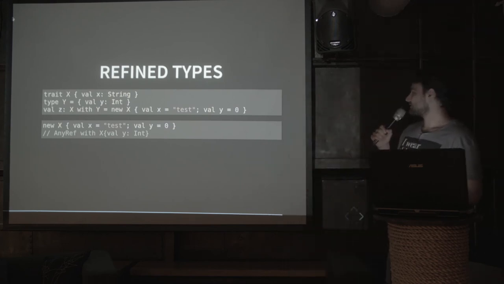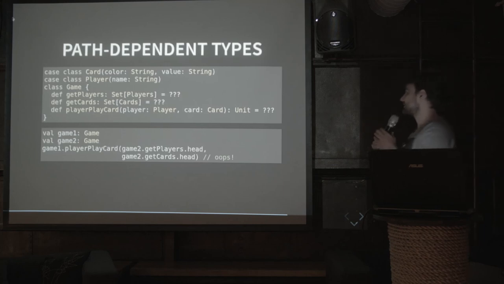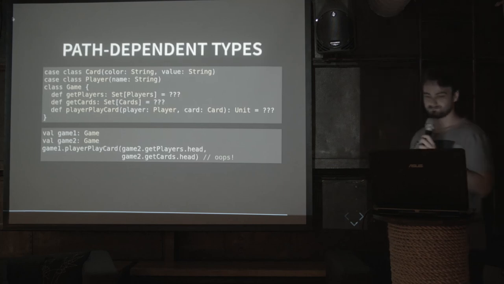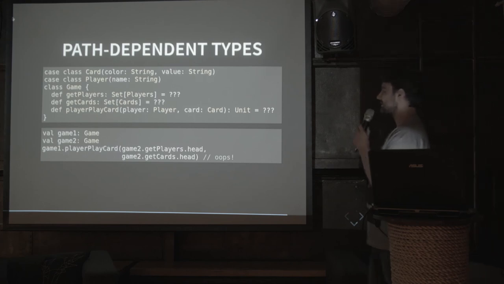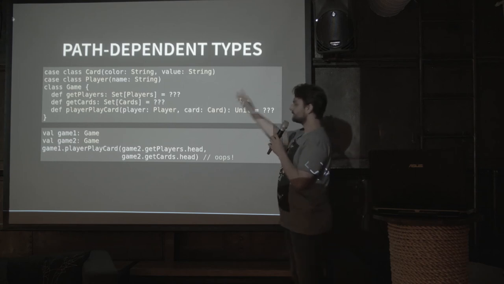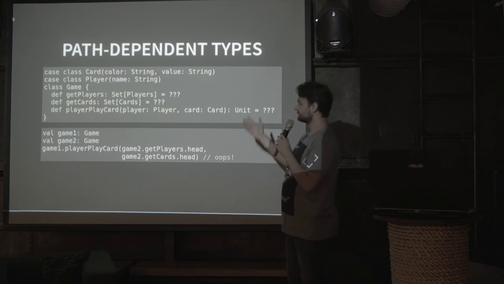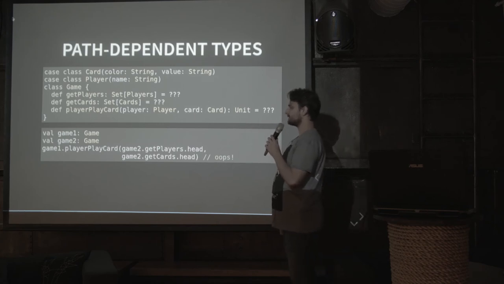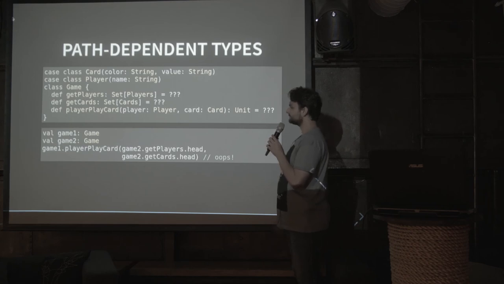And the other type that I want to talk about today is path-dependent types. So what would be a use case for path-dependent types? Let's say we have some sort of game, a card game. We have cards, we have players, we have a game, which is sets of players, sets of cards, and a way for us to tell the game that some player plays some card.